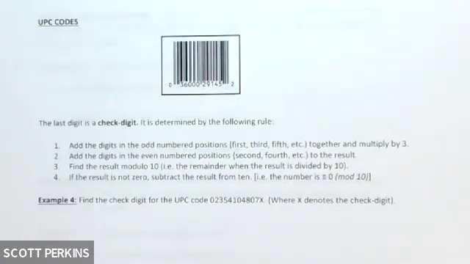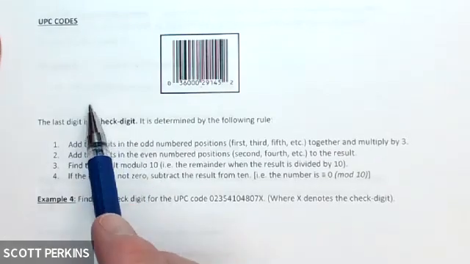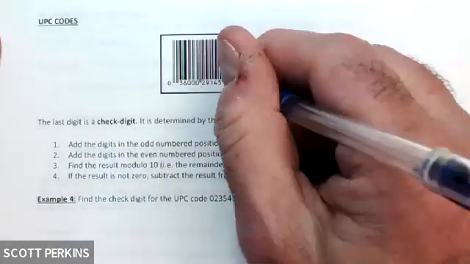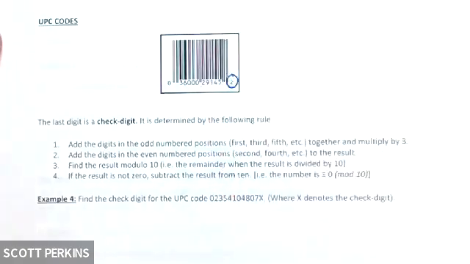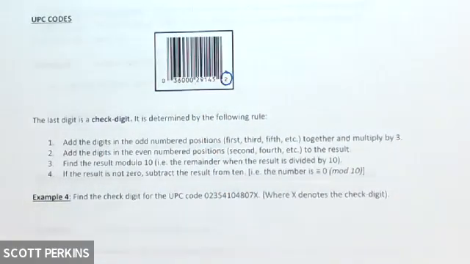So how are they formed? Well, they're formed like this. The last digit in your UPC code, in the example on your page, is the number 2. It's called the check digit. The check digit is assigned to make sure that the UPC code obeys the following rules.